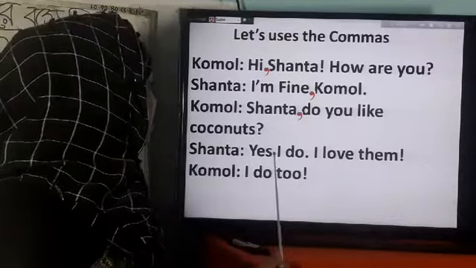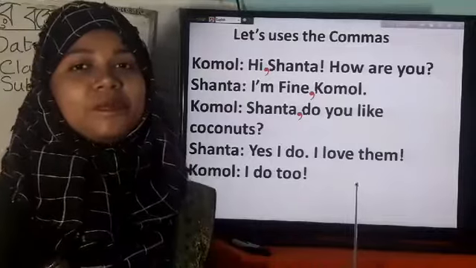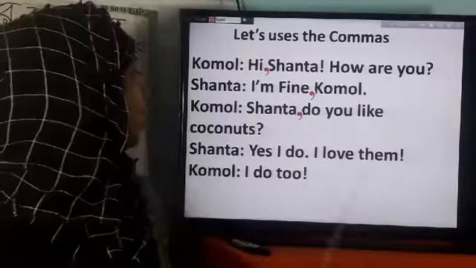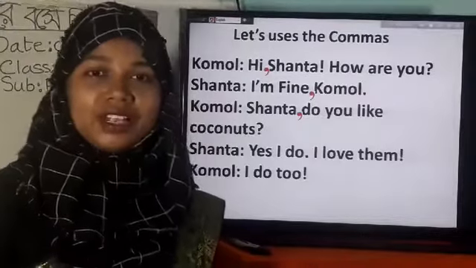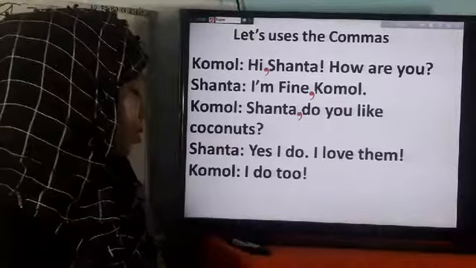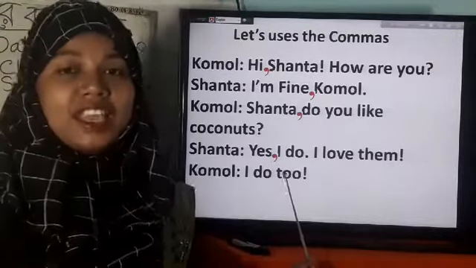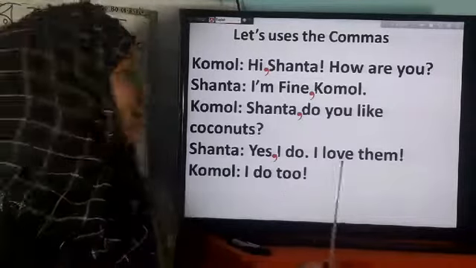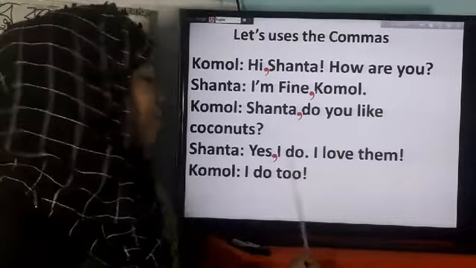Shanta says, Yes, I do. I love them. So where can we use a comma here, dear student? I think you can answer me. We can use a comma after yes. After yes, we have to use a comma. And after the comma, we have to write a capital letter.